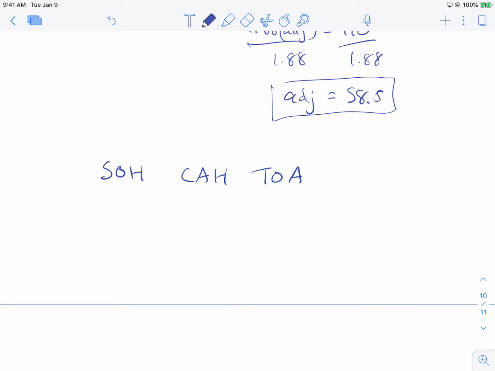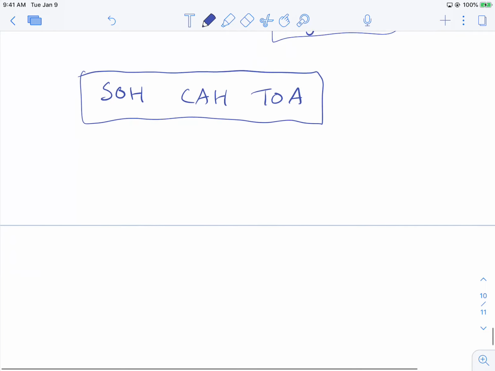Well, this SOH means sine is opposite over hypotenuse. The CAH is cosine is adjacent over hypotenuse, and then TOA is tan is opposite over adjacent. So it's an easy way to remember all of these formulas, and it's something a lot of students use to write on tests or just somewhere nearby so they can always refer to it.